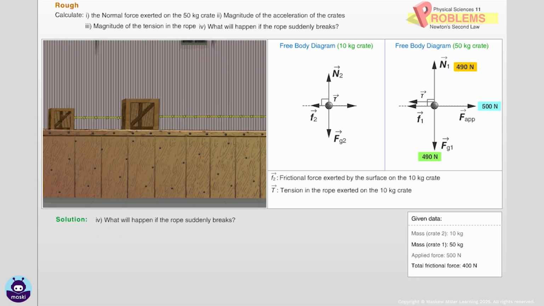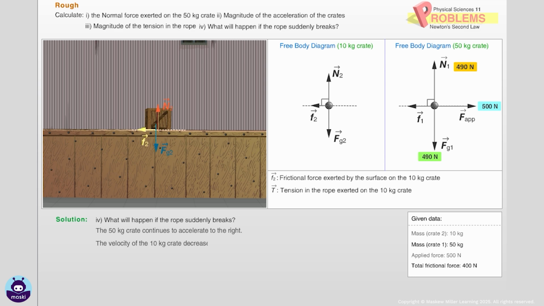What would happen if the rope suddenly breaks? As we can see, the 50 kilogram crate continues to accelerate to the right, whilst the 10 kilogram crate has an unbalanced frictional force acting on it during its motion and therefore comes to rest. The velocity of the 10 kilogram crate decreases and finally comes to 0.